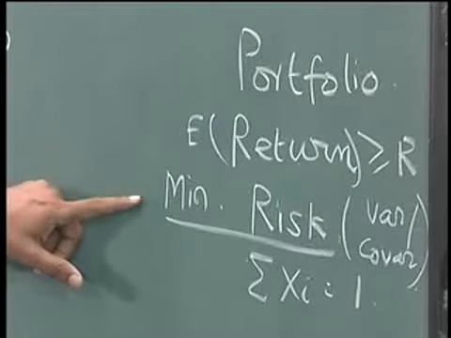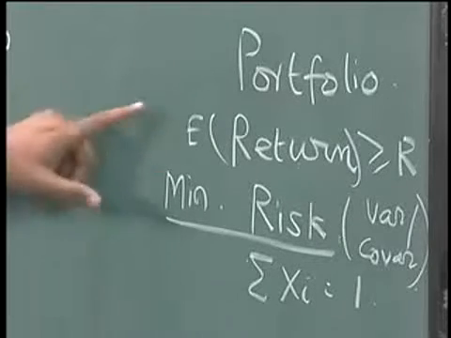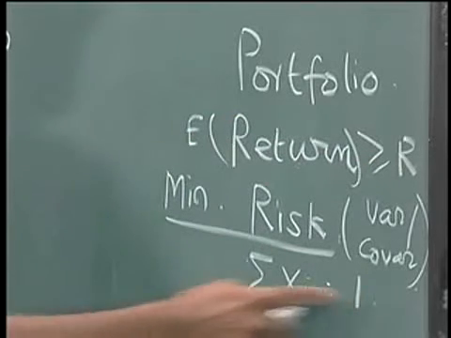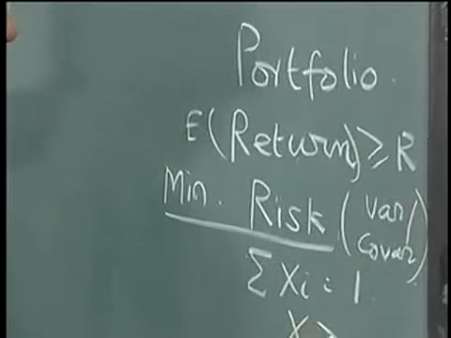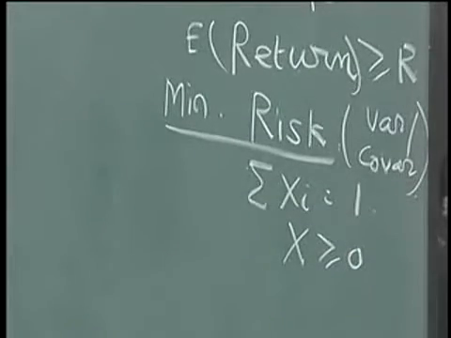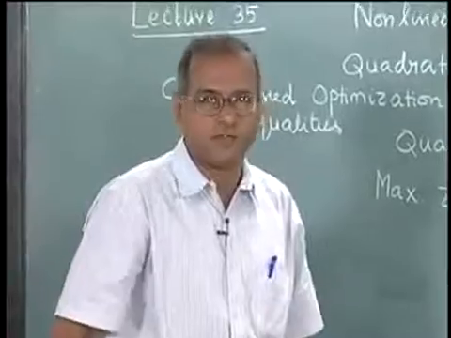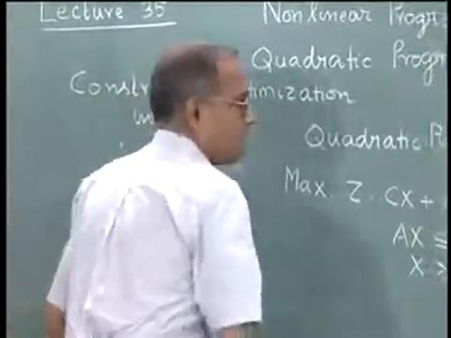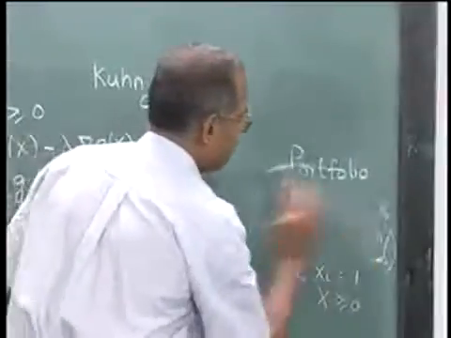So the objective function is quadratic, subject to constraints. One is a greater than or equal to constraint, the other is the sum of proportions equal to 1, and the third is an explicit condition that x is greater than or equal to 0, because we do not want negative proportions of investment. So this is an application of quadratic programming to a real life situation.